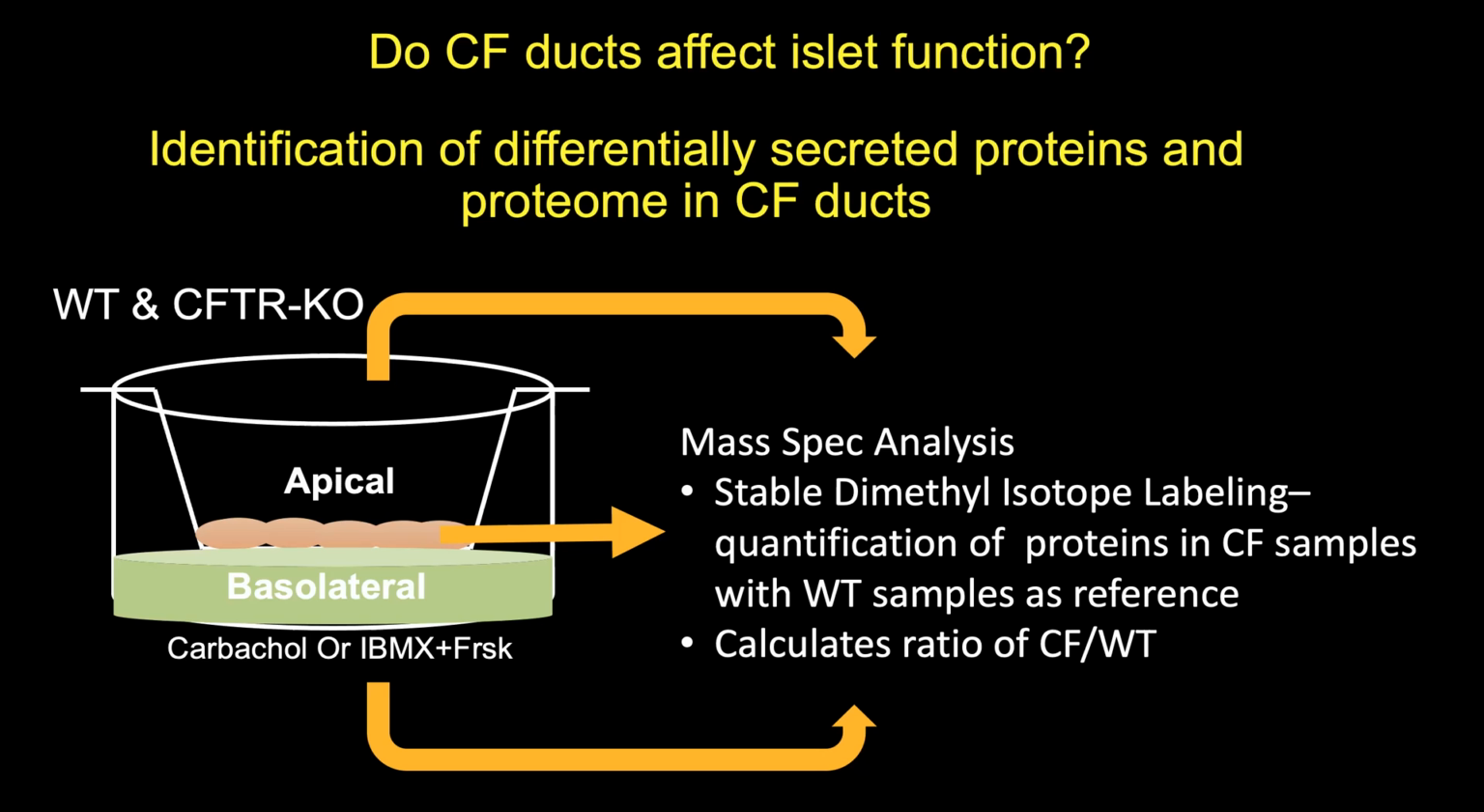So with these samples, we used stable dimethyl isotope labeling for quantitative mass spec analysis to quantify the relative abundance of CF samples with respect to the wild type samples as a reference, and calculated the fold changes in CF with respect to wild type.